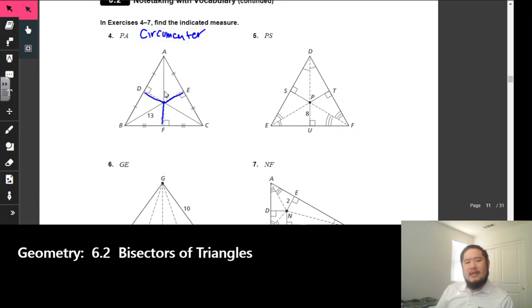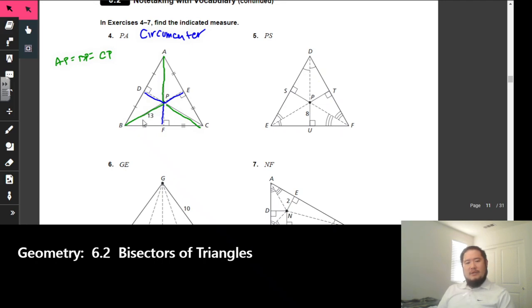Well, what that next tells me here is that we have certain parts that are congruent. What are those parts? A to P, B to P, C to P are all equal to each other. Okay, so remember, at this point, we should be able to realize that AP is equal to BP, which is equal to CP. So look, we have right here 13.